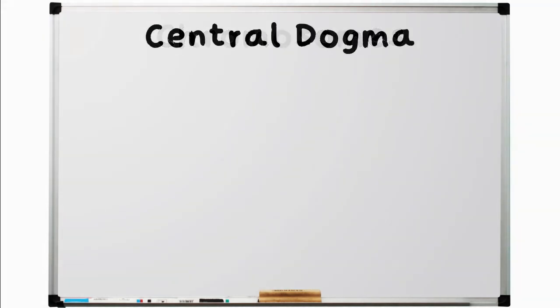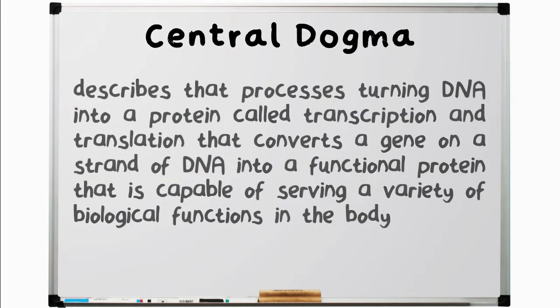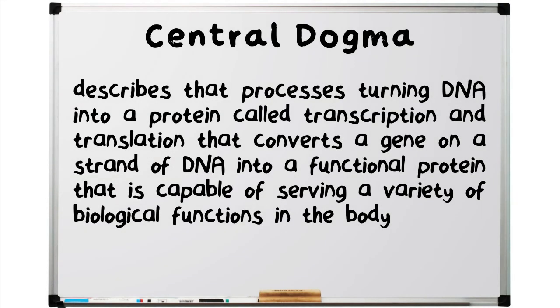The central dogma. The central dogma describes the processes turning DNA into a protein, called transcription and translation, that convert a gene on a strand of DNA into a functional protein that is capable of serving a variety of biological functions in the body.